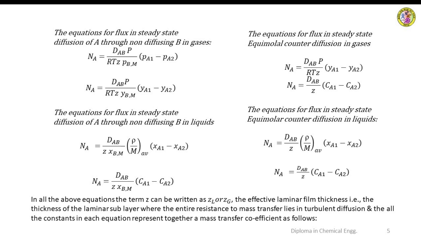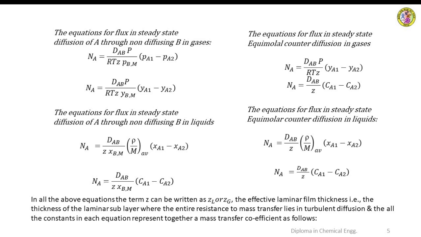If you take the second equation, then Na is equal to DAB P by RTZ G again in the denominator, so YBM into Ya1 minus Ya2. In this case, the coefficient is represented by DAB P by RTZ G YBM, and the concentration difference is in the form of Ya1 minus Ya2.